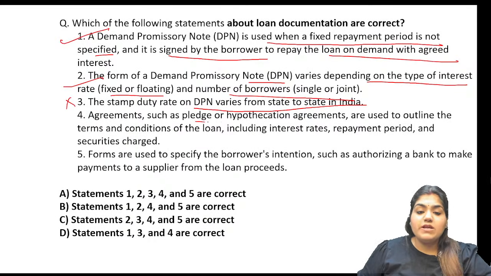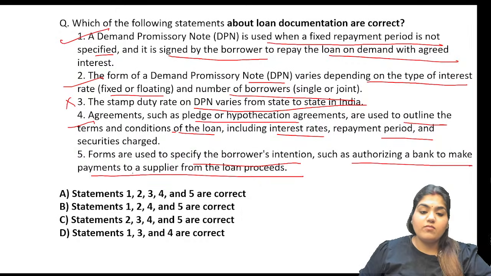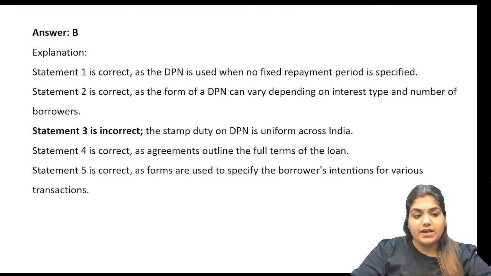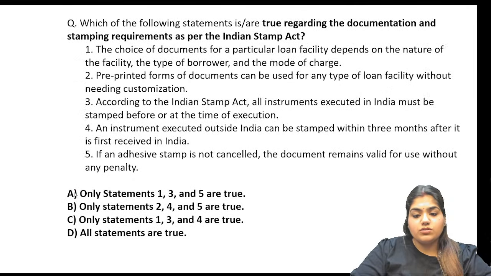Agreements such as pledge or hypothecation are used to outline the terms and conditions of a loan, including interest rate, repayment period, and security charges. Yes. Forms are used to specify the borrower's intention, such as authorizing a bank to make payment to a supplier from the loan proceeds. Yes. 1, 2, 4, and 5 are correct. That will give us B as the correct answer. B is the correct answer. Next question. Yes, Sushilji. Next question.